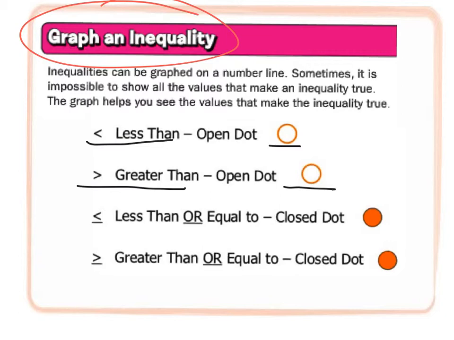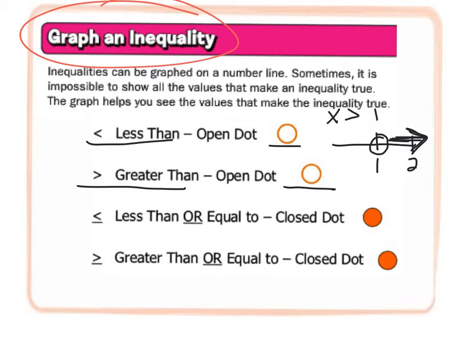So when you plot the point on your number line, say x is greater than 1, you're going to have an open dot at 1, and then you would draw an arrow this way because all the numbers greater than 1 are that way on the number line. Okay, so those are open dots.